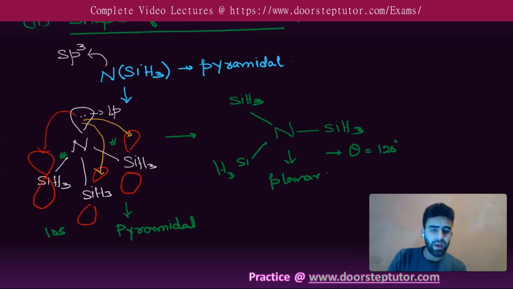So this is the concept: because of back bonding, the repulsion that was found between lone pair and bond pair gets minimized, as a result of which the bonds relax, and the shape of the molecule changes from pyramidal to planar. So this is the concept that we should understand.